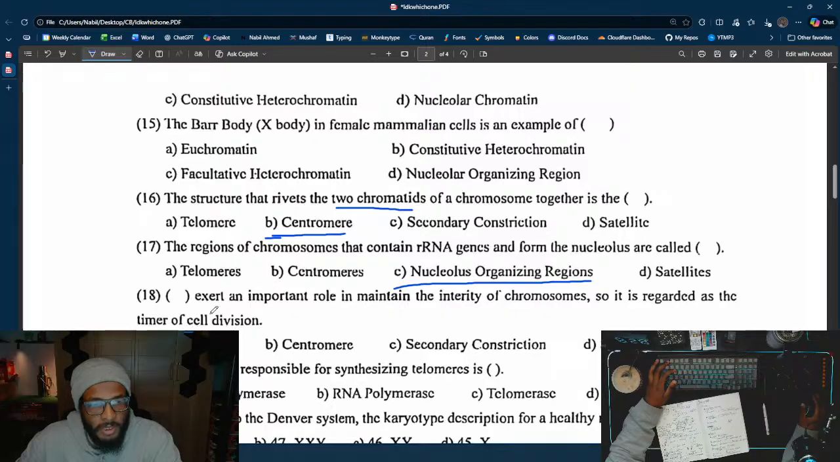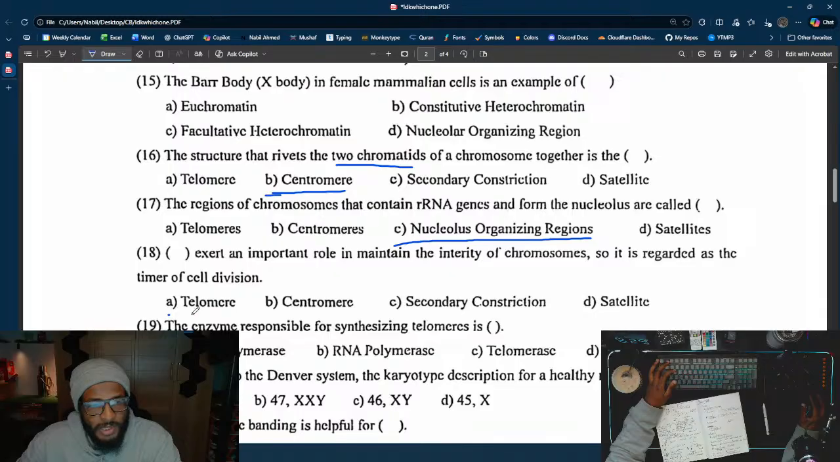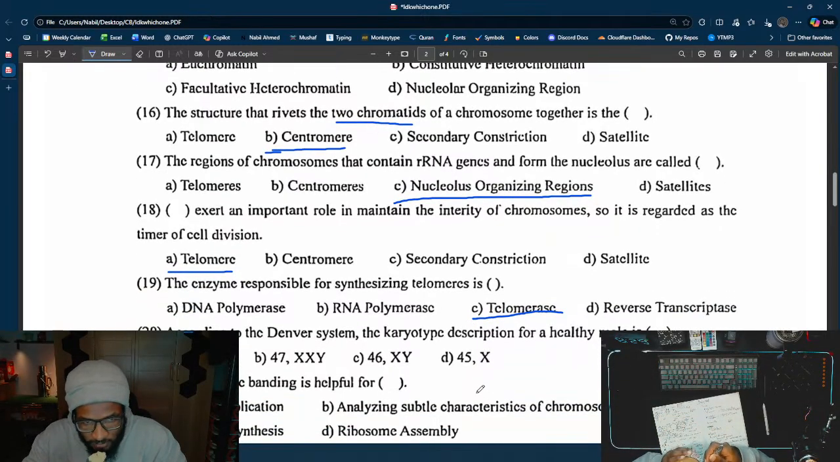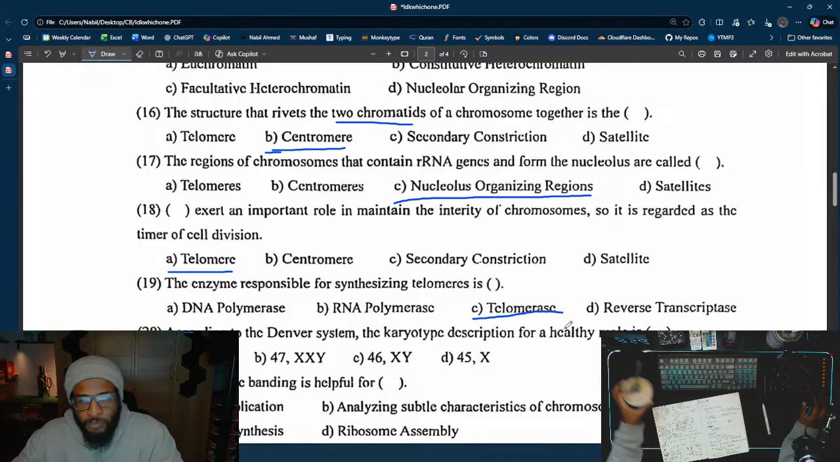Exerts an important role in maintaining the integrity of chromosomes, so it is regarded as a timer of cell division. That's the telomere. The enzyme responsible for synthesizing telomeres is telomerase. According to the Denver system, healthy male, so there should be an XY.